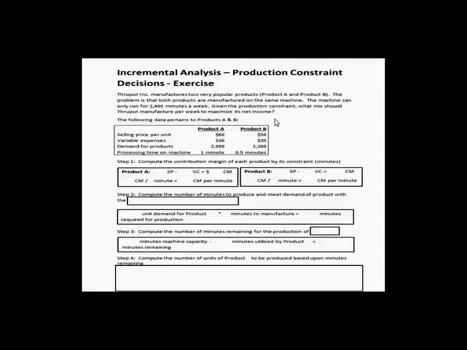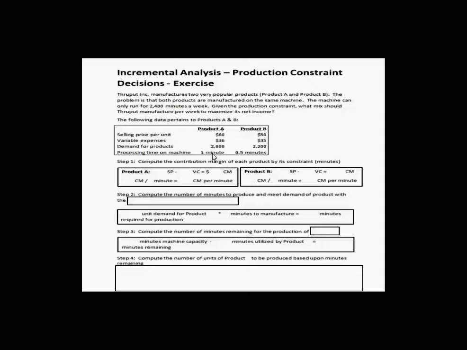So now we have some data that pertains to our two products, product A and product B. We know our selling price per unit of product A is $60 and the selling price of B is $50. The variable cost associated with product A is $36 and product B $35. Now if we take a look at the total demand for the product, there's 2,000 units of product A that are demanded and 2,200 units of product B that are demanded.